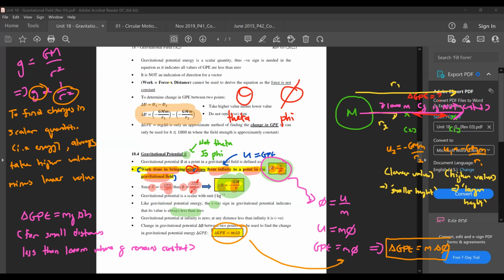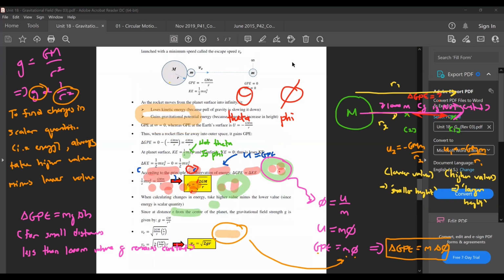This is how this equation came about. It's actually from the definition at the top. GPE at a point is the mass times the potential at that point. But at the same time, I can actually modify this equation to give me change in GPE between 2 points, which is actually the mass times the change in potential between the same 2 points. Okay. So this is gravitational potential.